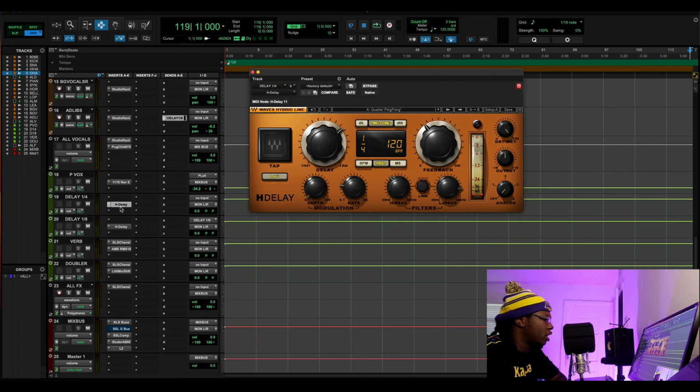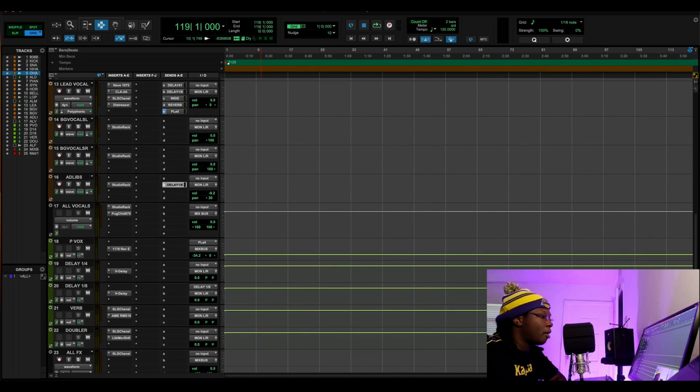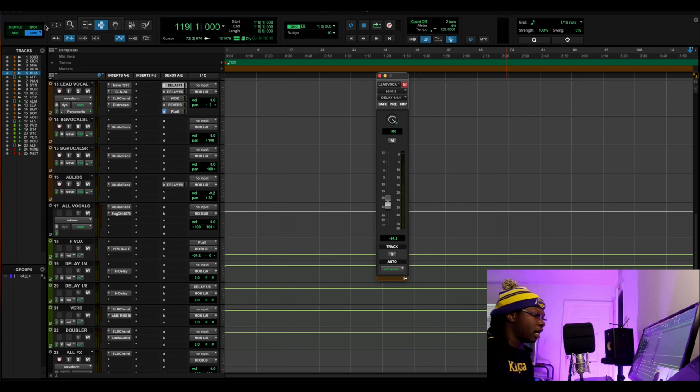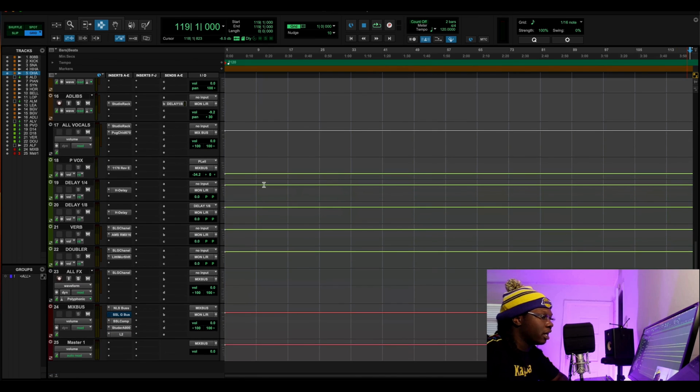The delays are nothing crazy, something like a quarter ping pong, something like an 1/8 note delay. And on my vocal bus too, pay attention to how my auxes are sent. Dr. Dre and a lot of engineers did this technique where they send the quarter delay to one side, and then send the 1/8 note to the other side. So it creates this waviness, this movement in the song. So that's another great thing. It gives even more widening.